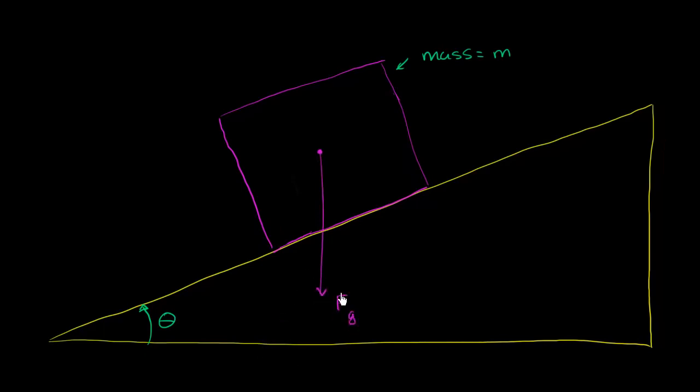The force due to gravity is going to be equal to the gravitational field near the surface of the Earth. We'll call that g, times the mass. Let me just write it: the mass times the gravitational field near the surface of the Earth. And it's going to be downwards, we know that, or at least towards the surface of the Earth.